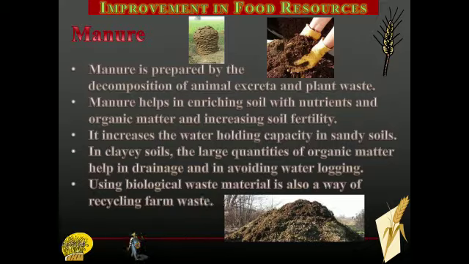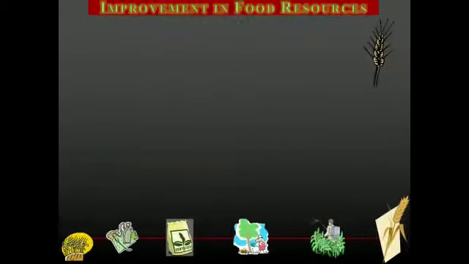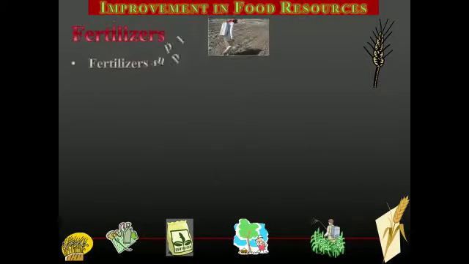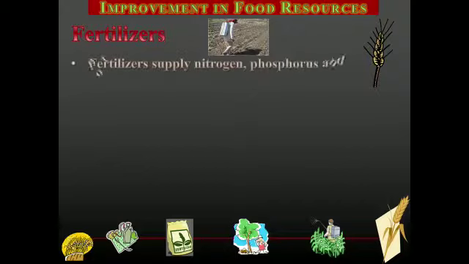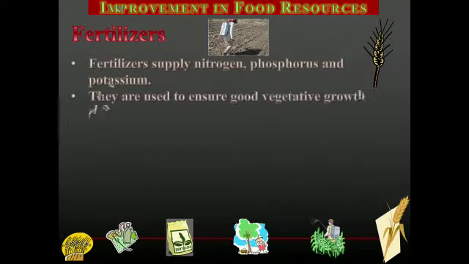So manure is kind of a good thing for plants, except for one thing, that the chemical composition of manure is not known, and it constitutes all types of nutrients but not in defined or large amounts. So we can also use fertilizers. I think you all know fertilizers. They generally supply nitrogen, phosphorus, and potassium. They are used to ensure good vegetative growth, and they also give rise to healthy plants.